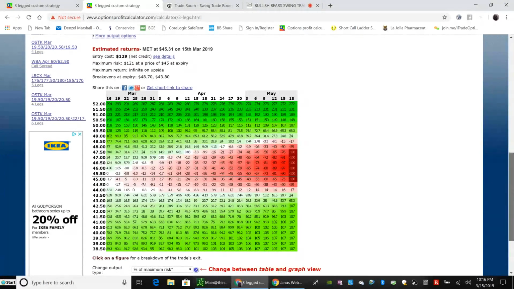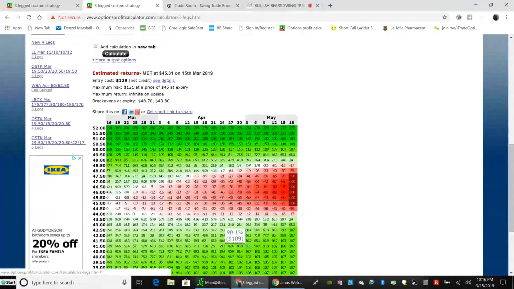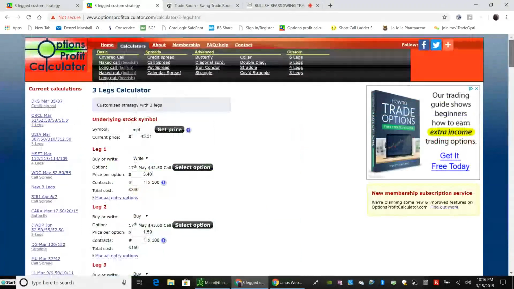Okay, so that is how it looks here. So that is an explanation of the short call ladder. Now, for you guys to use Thinkorswim, you can also set it up there as well. And we're going to set it up in Thinkorswim now and show you what it looks like over in Thinkorswim as well.